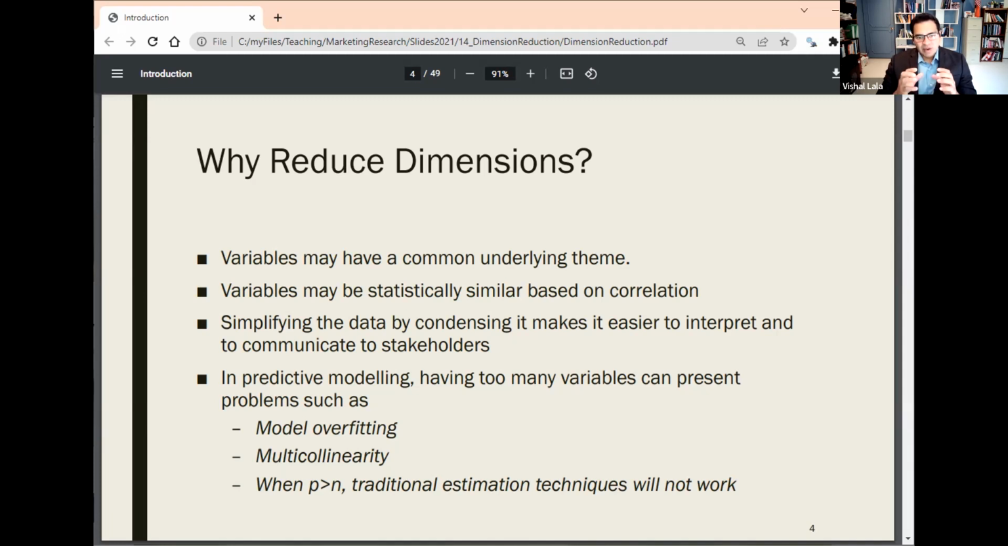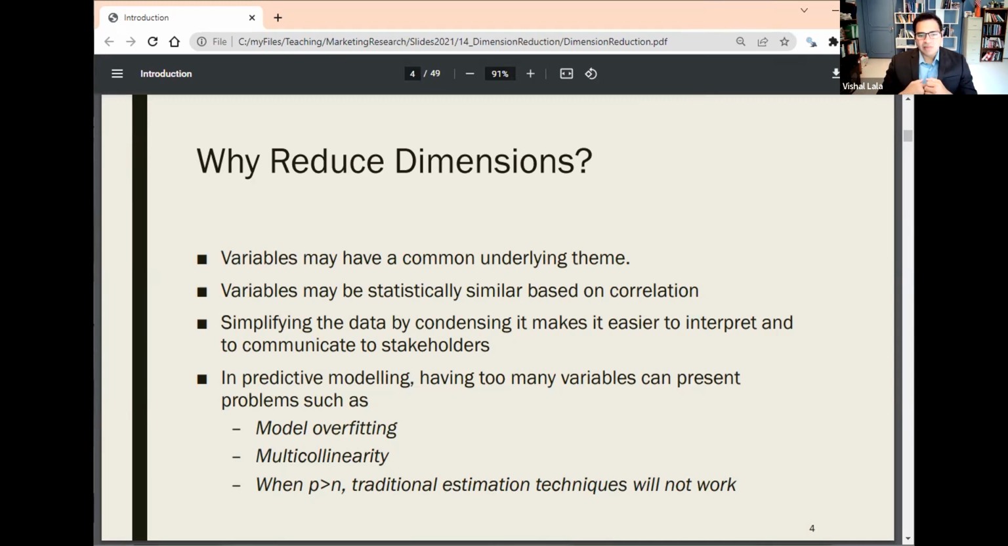So if your variables have a common meaning to them, semantically they're similar, then you may want to group them into a construct. Variables may also be similar because of some statistical similarity. Mathematically or statistically, they may be correlated and therefore similar in that sense. Furthermore, if you have a lot of data, reducing that to a fewer number of dimensions helps tell a more lucid story. It makes it easier to interpret and to communicate with stakeholders. These are all very good reasons why one wants to reduce a large number of variables to a fewer number of dimensions.